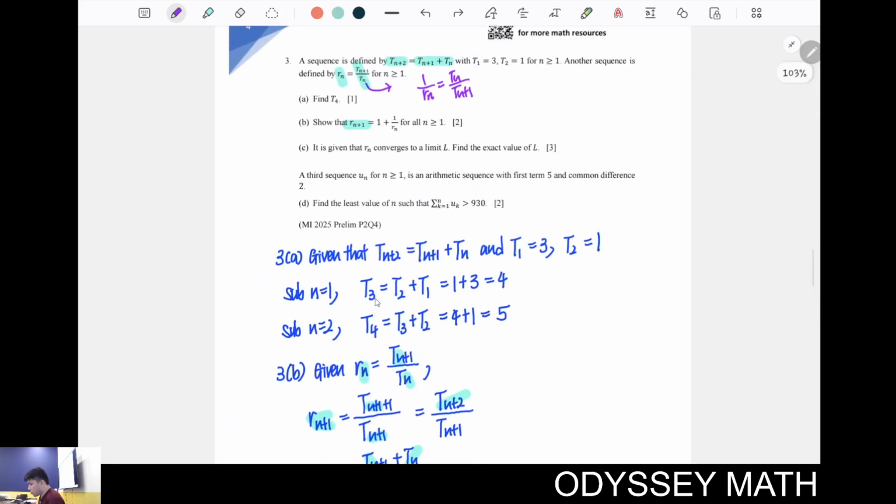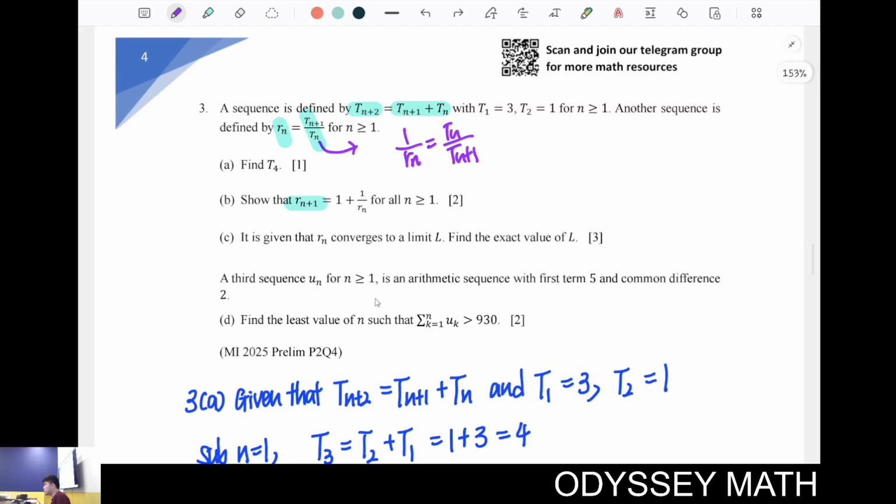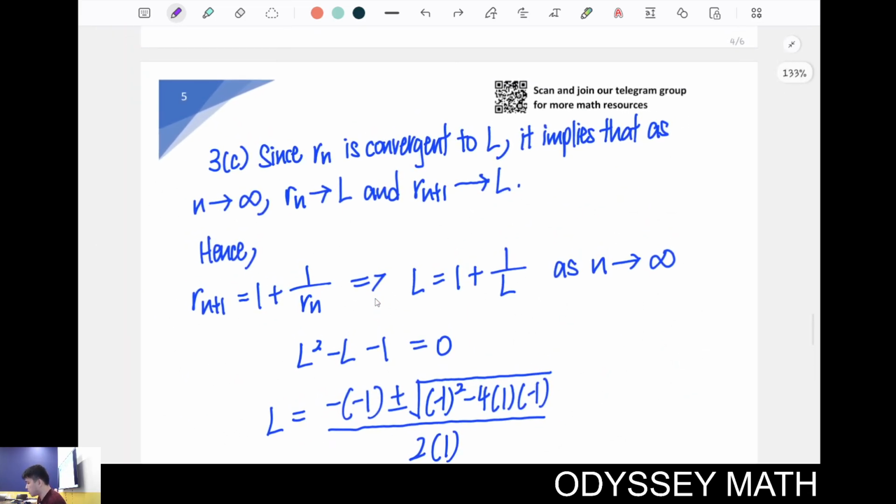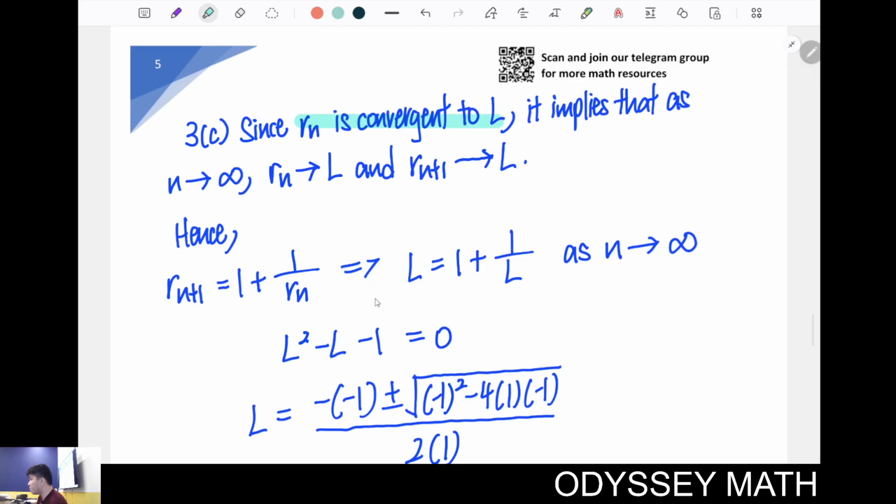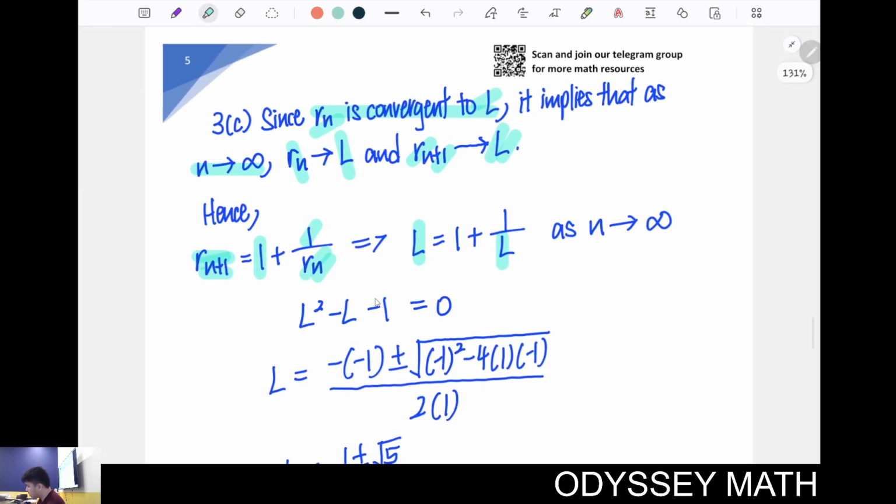Right, 3c, it is given that Rn converges to a limit L, find the exact value of L. When this question appears, it's one of the easiest. Since Rn is convergent to L, it means that as n becomes very big, Rn approaches L, so Rn plus 1 also approaches L. Given the equation Rn plus 1 equals 1 plus 1 over Rn, we can replace Rn plus 1 with L and Rn with L.